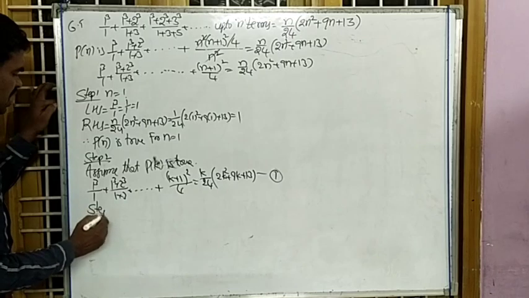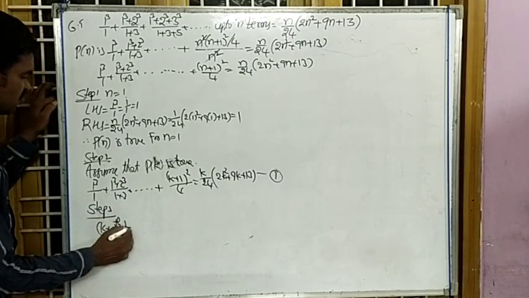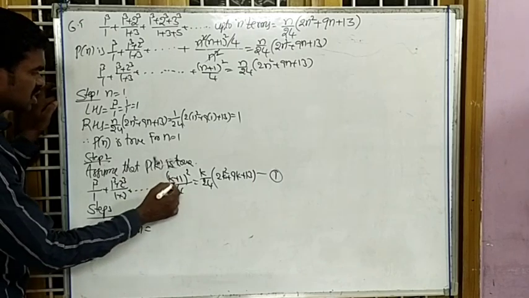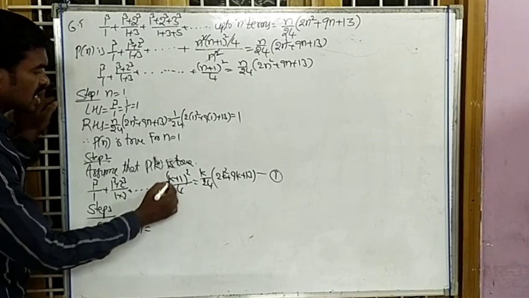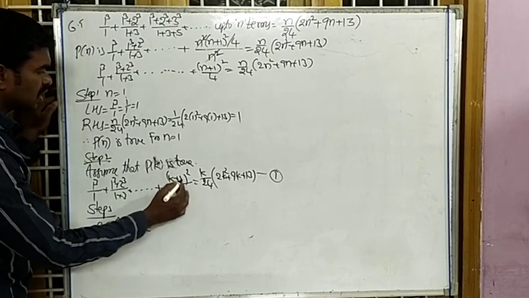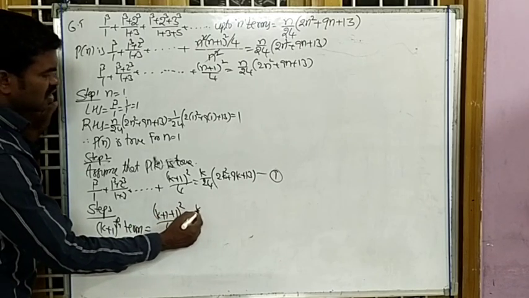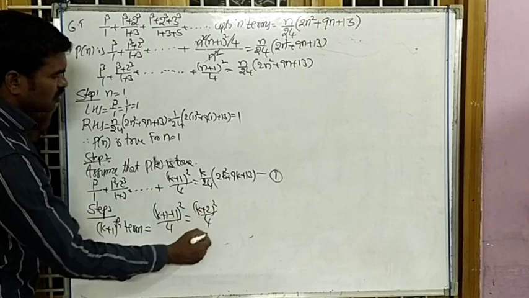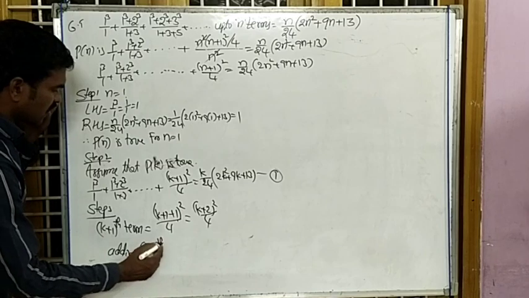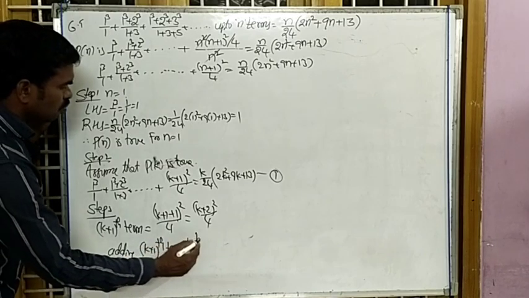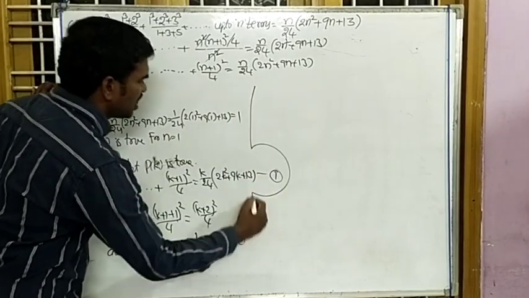Immediately in step 3, write the k plus 1th term. So k plus 1 term means in the kth term you just increase 1, that is, in place of k write k plus 1, and in place of the remaining plus 1, plus 1 by 4 whole square. So this becomes k plus 2 whole square by 4. Then after adding the k plus 1th term to both sides of equation 1. So what is equation 1?